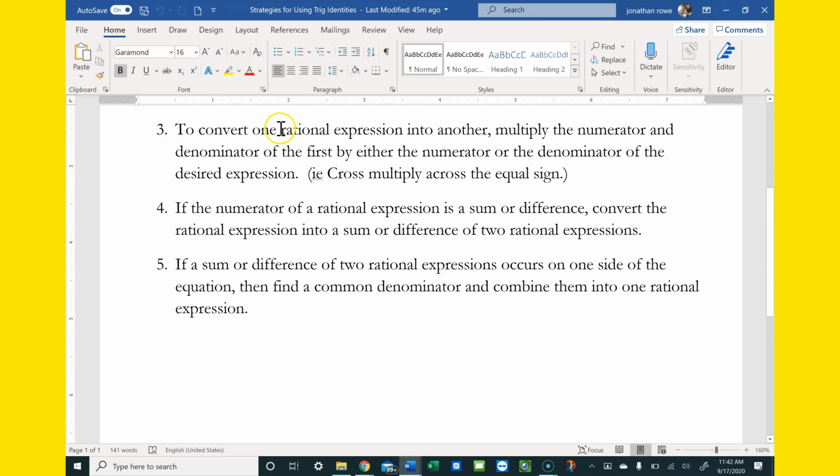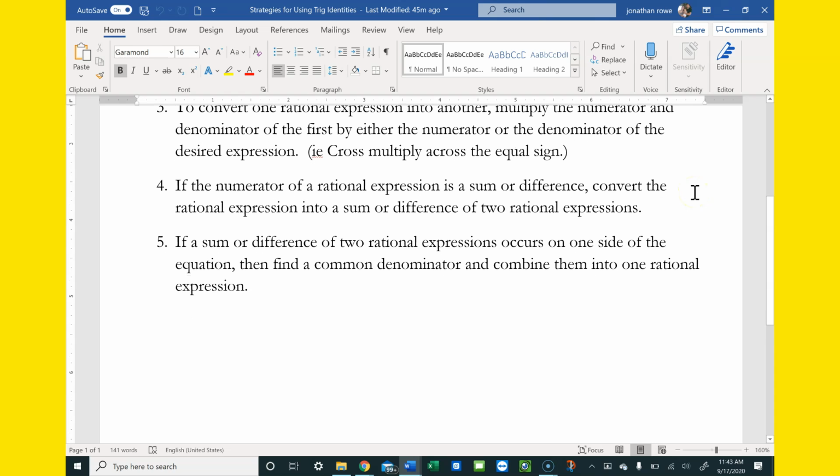Strategy 3, to convert one rational expression into another. A rational expression is just a fraction. So if you have a fraction involving trig expressions, basically you can cross multiply. So if you have one fraction equals another, you can cross multiply across the equal sign to try to get these two things to become identical. And then after you cross multiply, you can start simplifying things using the identities and try to get the two things to be identical. That's one way to do it.